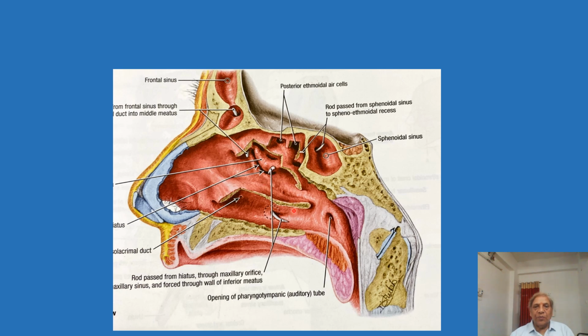Then if you see the opening in the inferior meatus, deep to the inferior concha, most anteriorly there is the opening of the nasolacrimal duct, which brings the tears from the lacrimal sac. So it is not the opening of any air sinus; it is the opening of the nasolacrimal duct, which drains the tears into the nasal cavity. I hope that you have understood the openings of the paranasal air sinuses and the opening of the lacrimal duct into the lateral wall of the nasal cavity.